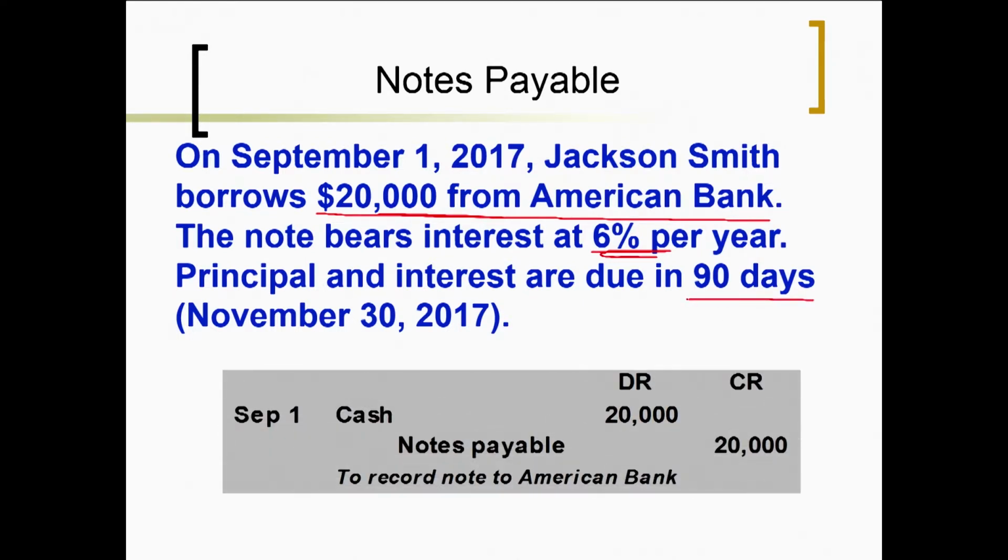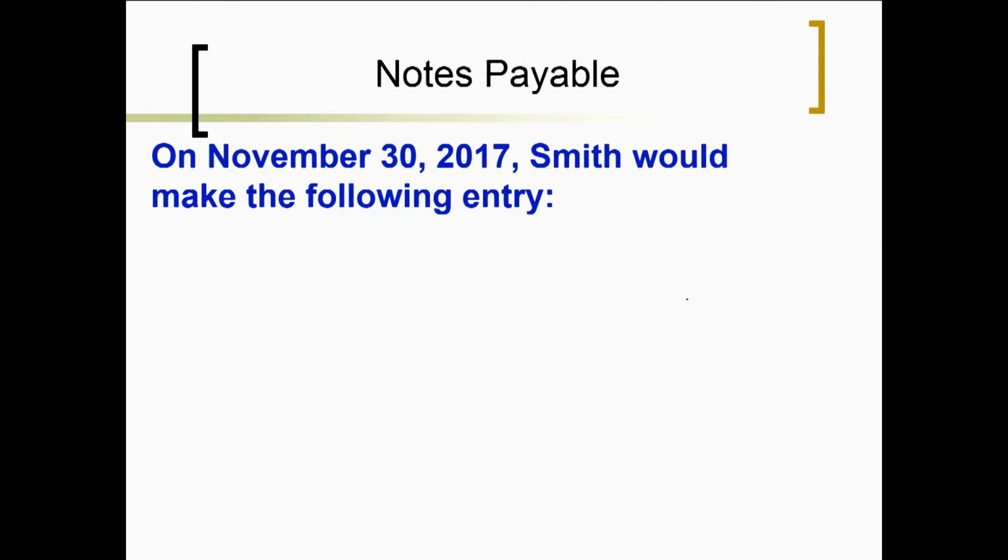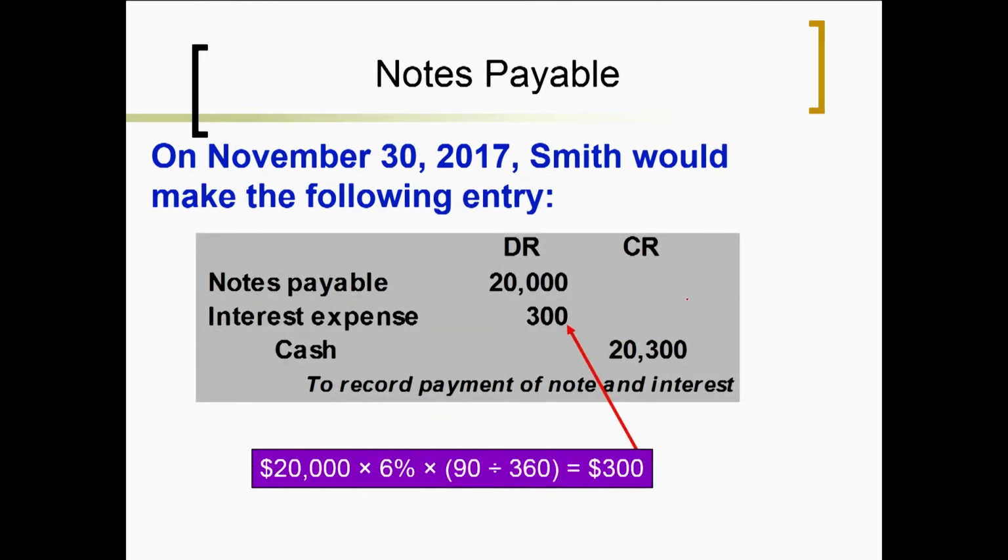Okay. Well, we debit cash, we credit notes payable for $20,000, and then when that note payable becomes due, once again we have to pay some interest amount, right? We take the principal amount times the interest rate times the time factor. Okay?